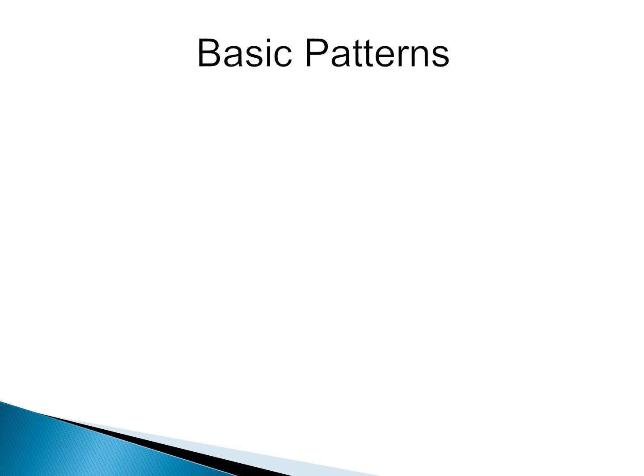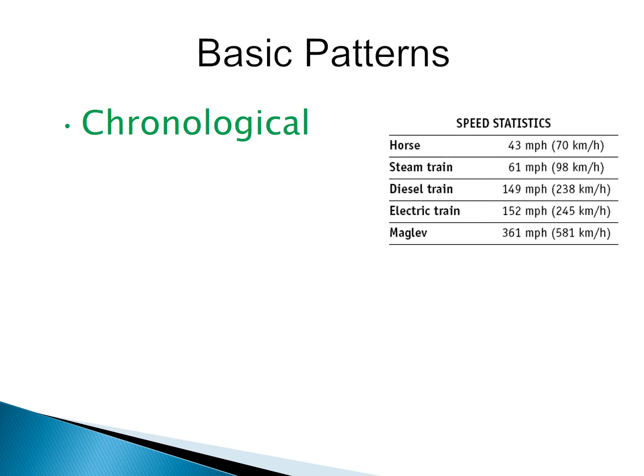So the book talks about there being several basic patterns for organization that are most common and most user-friendly. So we're just going to look at them, and there are 4 of them. Chronological. Chronos meaning time, so organizing something by time. So here in the graphic next to this, there are speed statistics for different kinds of trains. And these go from a horse-drawn train all the way to a maglev train.